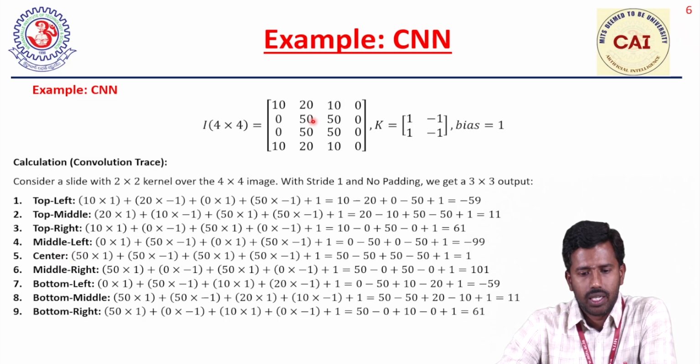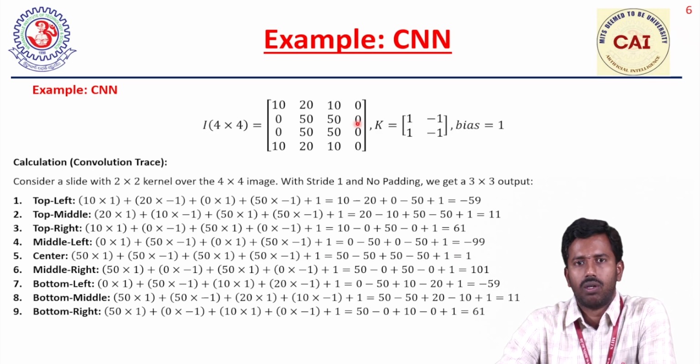For example, let us take the center one. The center contains all the pixel values 50. If you multiply with the kernel weights, 50 into 1, 50; 50 into minus 1, minus 50; 50 into 1, 50; and the last 50 into minus 1, minus 50, the center will give you the value 0. So 0 plus 1 bias will be 1.